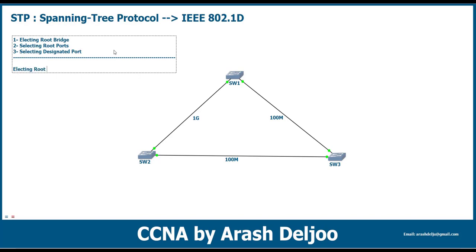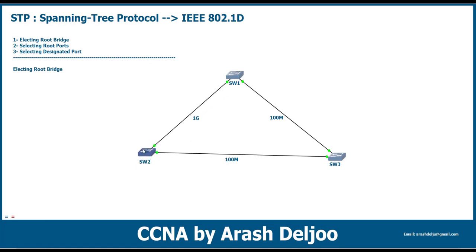Each switch in STP has an identifier. For example, this switch has one identifier, this switch has another identifier, and the third switch also has another identifier. We call it the bridge ID. You can say switch ID. Bridge ID or switch ID, both of them are the same. Let me write here: each switch has an identifier in STP. We call it bridge ID or switch ID, or maybe STP bridge ID or STP switch ID. All of them are the same, okay?